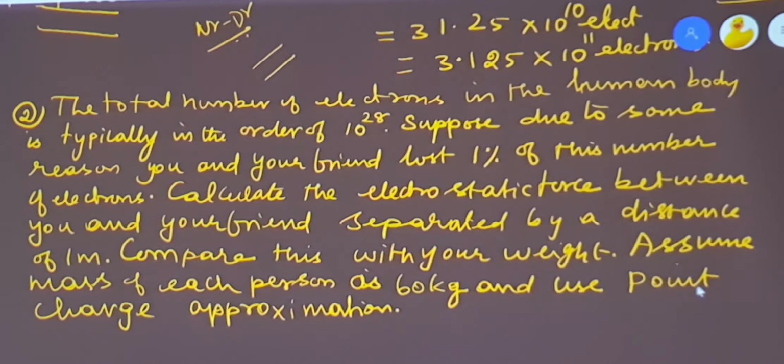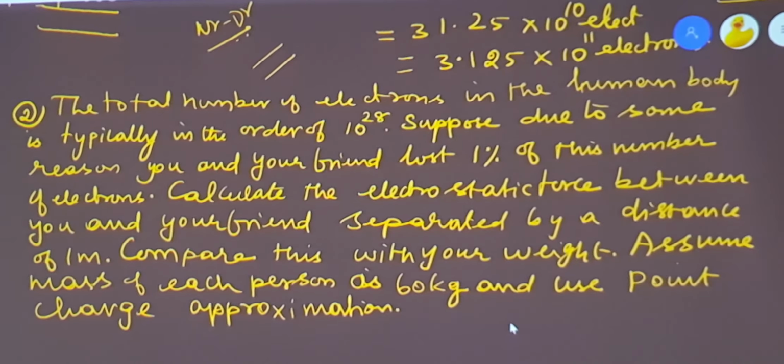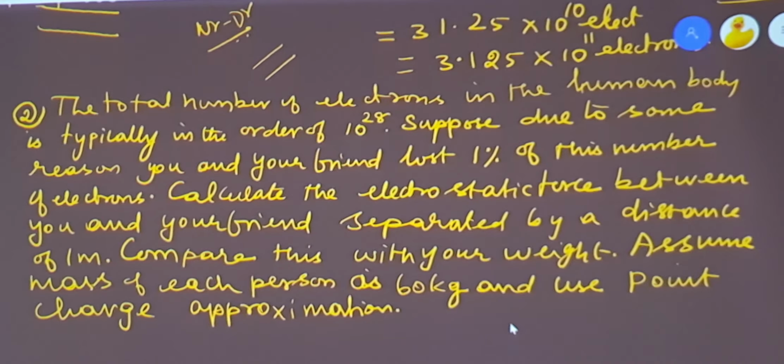That is what it is given as. Use point charge approximation. Come on, go through the question again. The total number of electrons in a human body is taken to be 10 power 28. Okay, then suppose due to some reason you and your friend lost 1% of these electrons.